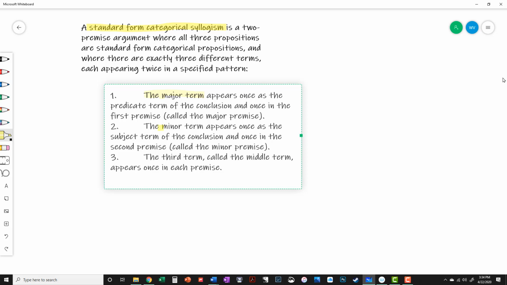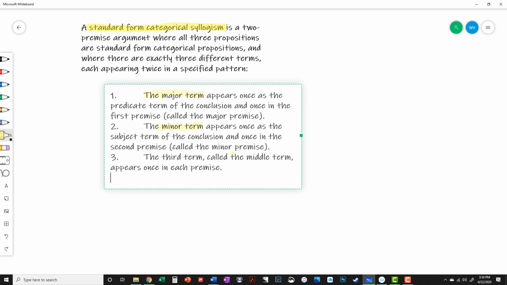The minor term appears once in the conclusion. It's the subject term of the conclusion, so we'll call it S. And that minor term also appears in the second premise, which we therefore call the minor premise. Okay, so we've got both of the terms of the conclusion specified. The subject term S is the minor term. The predicate term P is called the major term. Each of those terms appears once in one of the premises, and then we have another term.